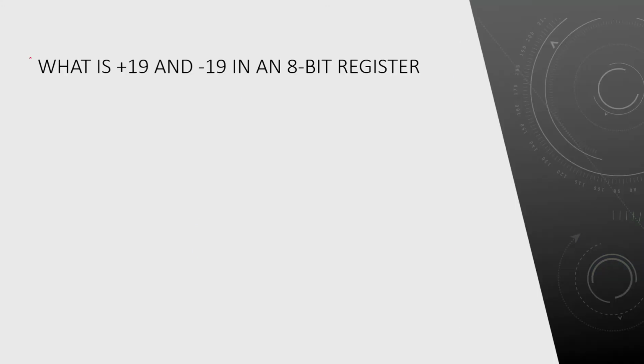So what is plus 19 and negative 19? Just like you do in binary numbers, plus 19 will be the same in every single form: sign magnitude, 1's complement, and 2's complement. The thing that differs is the negative. It's the way you transform that positive into a negative. So let's do sign magnitude.